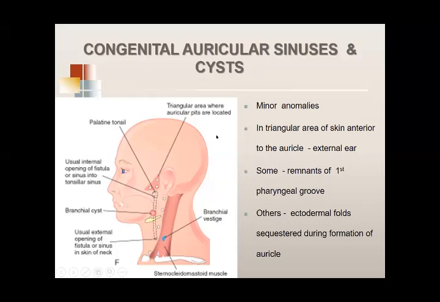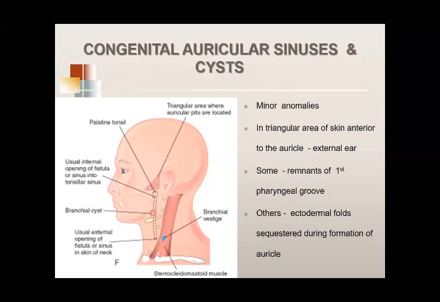You know a sinus is an abnormal communication between two epithelial surfaces. Or a cyst is a sac-like structure which is fluid filled. This is also not normal. Okay. Now, the area in which these cysts or sinuses are mostly present is this triangular area in front of the hair, anterior to this auricle. This is the auricle or ear, the pinna. In front of the pinna, this triangular area. This is because of some remnants of the pharyngeal groove.